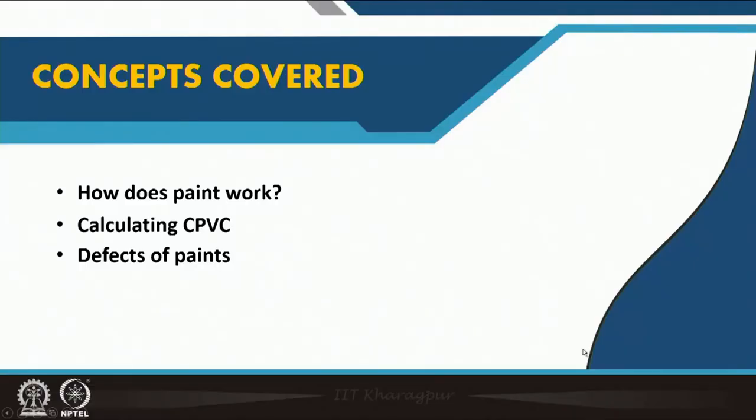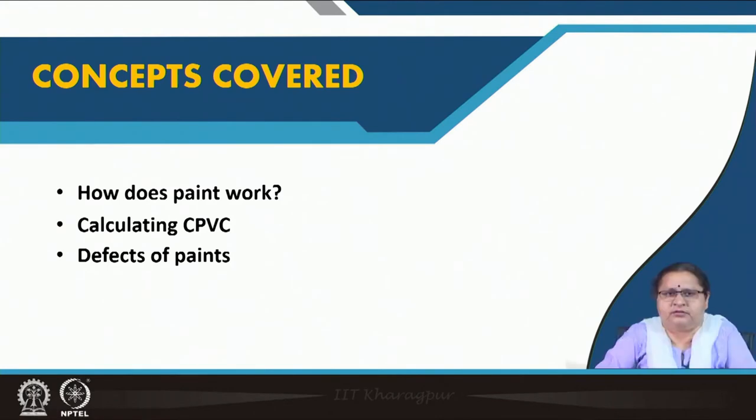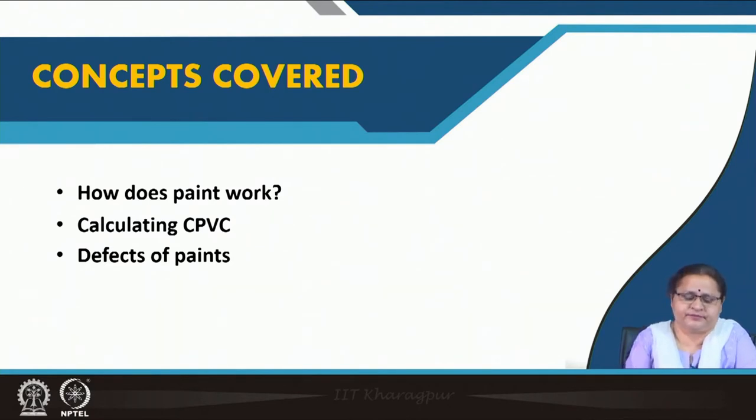In this lecture we are going to understand how paint works, and we also need to know the critical pigment volume concentration, which is the key to the quality of paint. Then we will also come to the defects of paint, because these are very common to all types of paints. We will go to the third lecture, where we will discuss all the different types of paints. So now let us try to learn how the paint works.